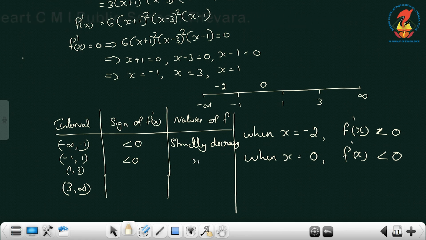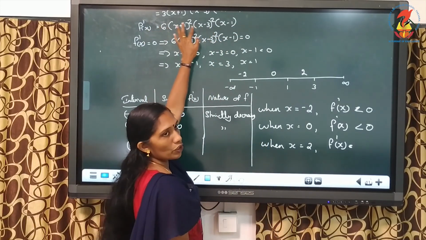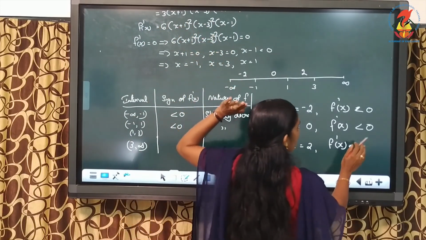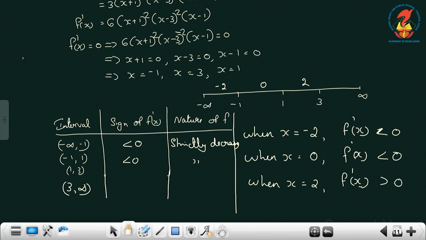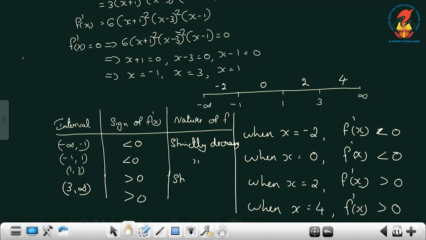Now what about 1 to 3? In 1 to 3 I can take 2. So when x is equal to 2, what is f dash x? When x is equal to 2, 2 minus 1. These two parts you don't need to check. 2 minus 1 is positive. So it is greater than 0. And from the last interval, 3 to infinity, I can take 4. So when x is 4, then what is f dash x? 4 minus 1, that is also positive. So positive means strictly increasing.